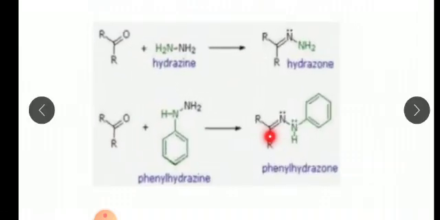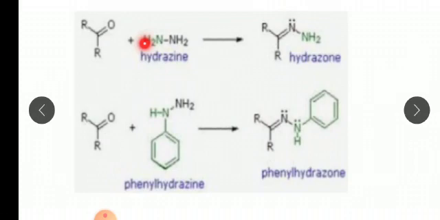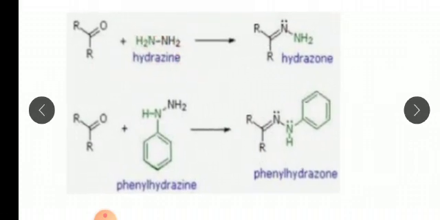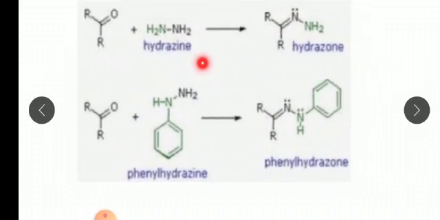And the second one is hydrazine, formula NH2NH2. We have taken a ketone compound, and the ketone also gives the hydrazone. The hydrazine compound will give hydrazone. And for phenylhydrazine, phenyl means a benzene ring. So in NH2NH2, one hydrogen is removed and the benzene is added. Now it becomes phenylhydrazine, and it gives the product phenylhydrazone. Whatever we add here, that name will change.